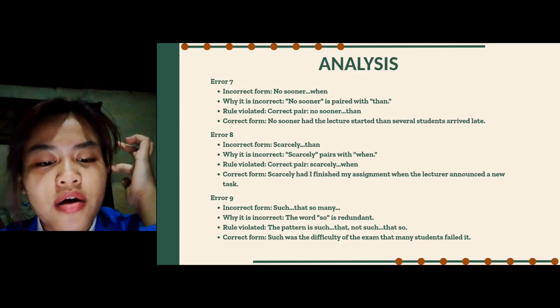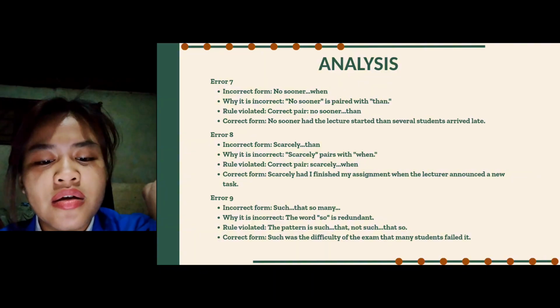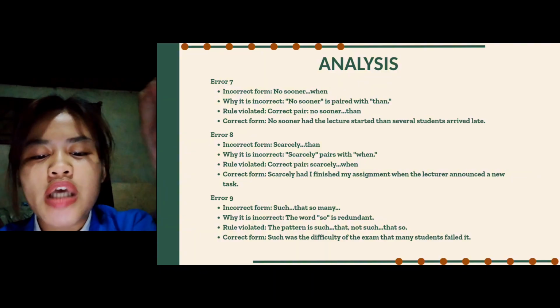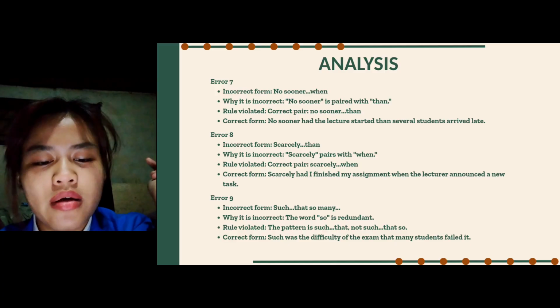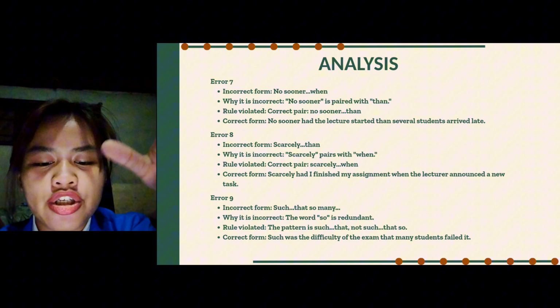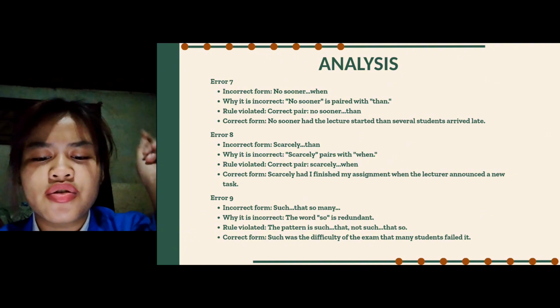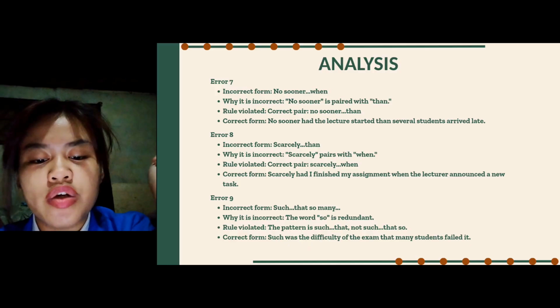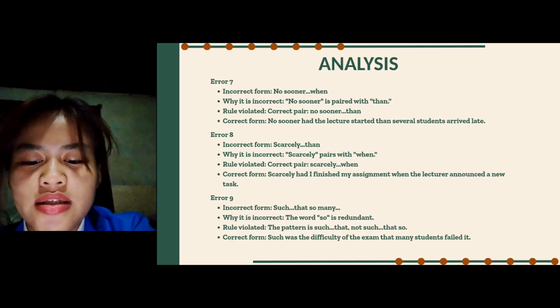The 9th error. Incorrect form: such that so many. Why is it incorrect? The word so is redundant. Rule violated. The pattern is such that, not such that so. Correct form: such was the difficulty of the exam that many students failed it.